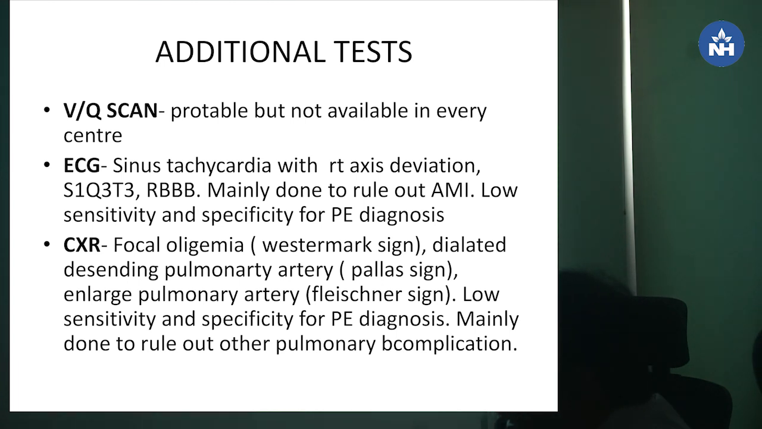Additional tests like VQ scan, it is portable but not available in every center. ECG, sinus tachycardia with right axis deviation, S1Q3T3, right bundle branch block, all these can be seen in ECG. But ECG is mainly done to rule out acute myocardial infarction. It has low sensitivity and specificity for pulmonary embolism diagnosis. Chest X-ray, there are a few signs like focal oligemia, dilated descending pulmonary artery, enlarged pulmonary artery, all these things can be seen. But it too has low sensitivity and specificity. Chest X-ray is usually done to rule out other pulmonary complications.